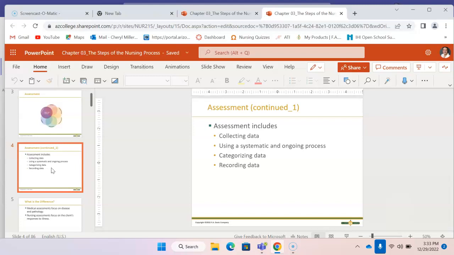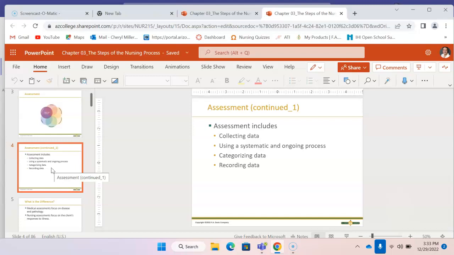Okay? But some people say that it should actually be ADPED because after you evaluate, you are going to educate the patient, then document. So technically, it should be ADPED, but ADPIE will get you very, very far in nursing, if you just remember this. So assessment, what does that look like?